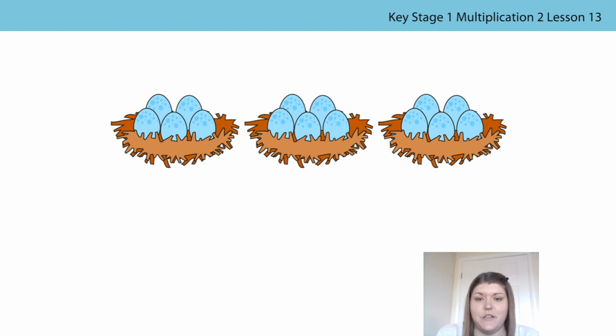Could you have a look at this picture and have a go at writing the repeated addition? What would that look like as repeated addition? Yeah. 5 plus 5 plus 5. How would we write that as a multiplication expression? Yeah. 3 times 5. Got 3 nests, 5 eggs in each.